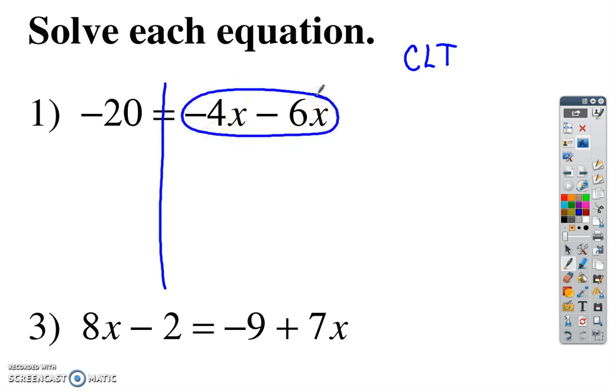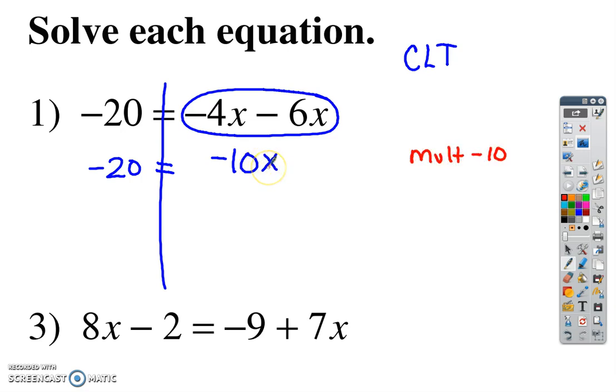So what's negative 4 minus 6 using the calculator? Negative 4 minus 6 gives you negative 10. So now you have negative 10x, bring down the equal sign, and bring down the negative 20. Now you can ask yourself what's happening to the x. The x is being multiplied by negative 10. You are multiplying by negative 10.